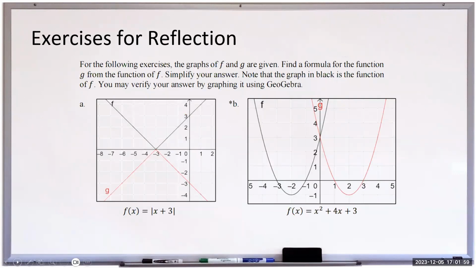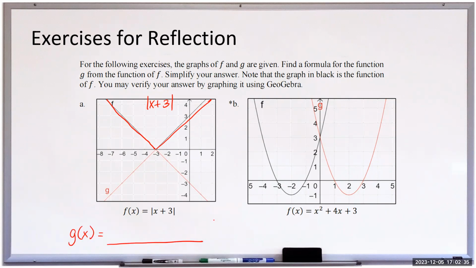Okay, another example. The graphs of f and g are given. Find a formula for the function g from the function f. Simplify our answers. Note that the graph in black is the function f and the graph in red is g. Okay? So, alam natin yung equation ng f na to. So, this is absolute value of x plus 3. So, hinahanap natin what is g of x.